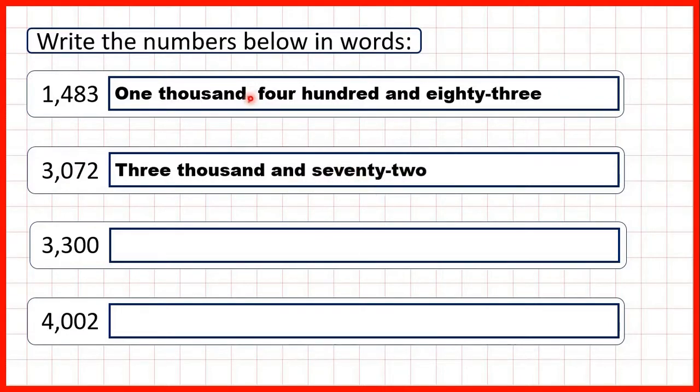Now notice for this first number, we wrote a comma after the word thousand, but for this question that we've just done, we didn't write a comma. Instead, we wrote the word and. Now that's because when we write a number in words, the comma separates the thousands and the hundreds. But for this number here, we didn't have any hundreds. We had a 0 as our hundreds digit. So rather than a comma after the word thousand, we just wrote and then the rest of our number.